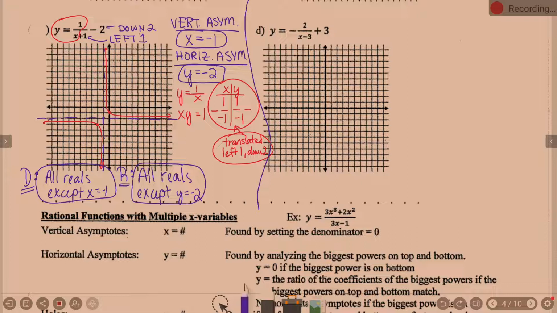Where is this graph going? What did I hear? Up 3, right 3. Okay, the +3 right here tells me up 3, because it's add or subtract the end, so up or down, direction of the sign. The -3 with the x is left or right, opposite the sign. So that is right 3. Once you've identified that up 3, right 3, what can I go ahead and put on my graph?